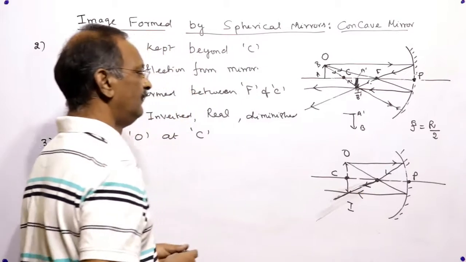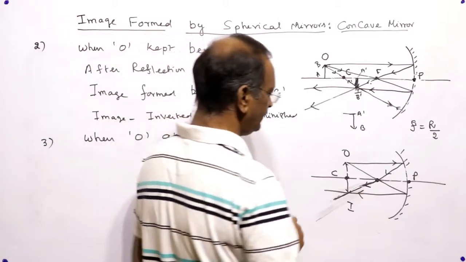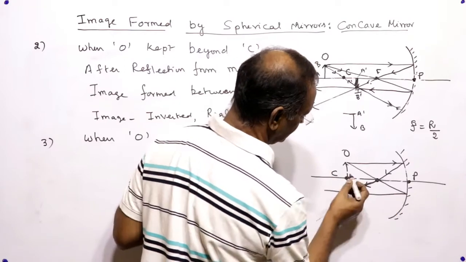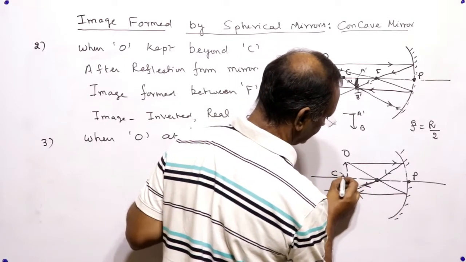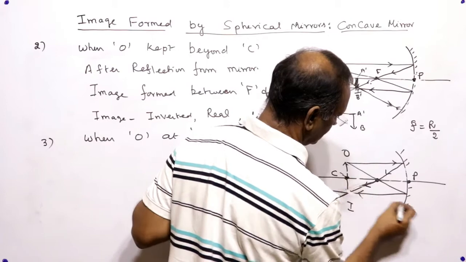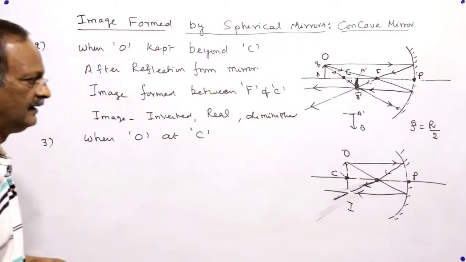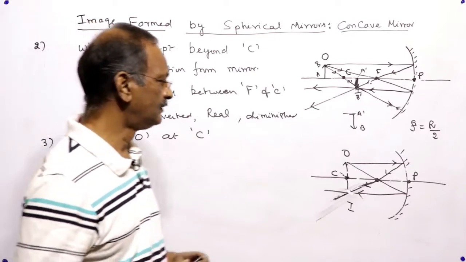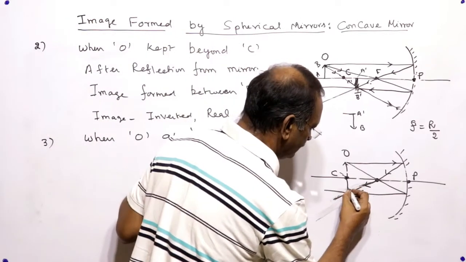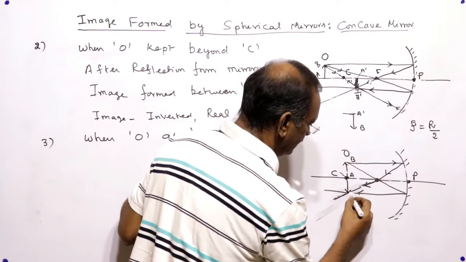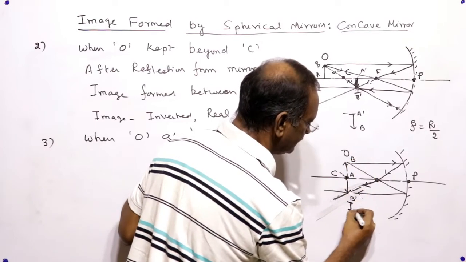A third ray, which is passing through the center of curvature, will go and retrace its path back. We need at least 2, that is enough. So the image is actually formed here. This is A, B, and this is B dash. This is the image.